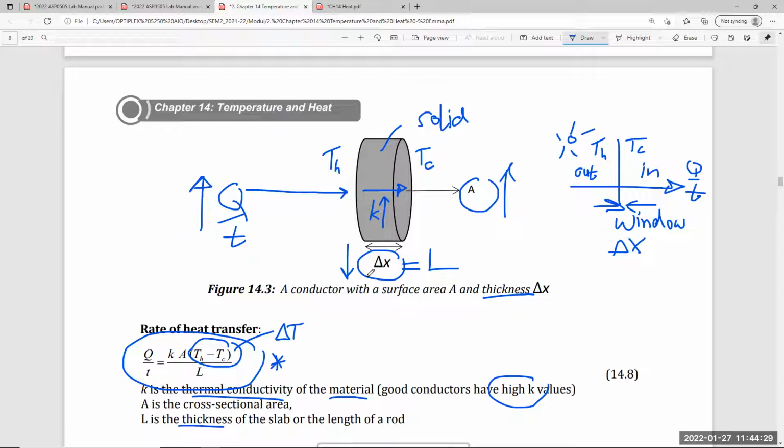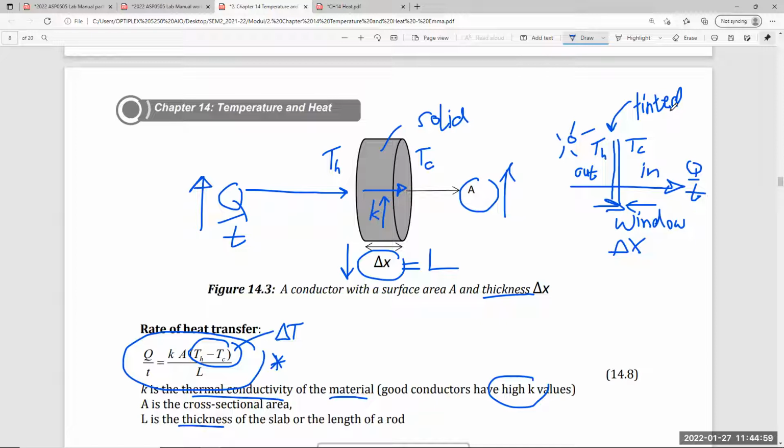So, let's say you want to control it. That's why we put some tint, for example, some layer of tint on the window. That tint does not reduce the heat itself, it reduces the heat rate. It makes the heat flow slower, so it does not get through too fast.